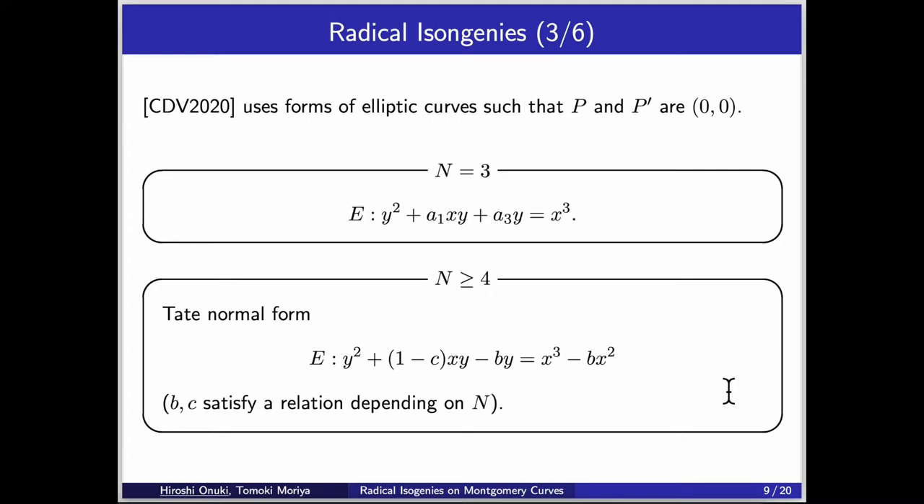CDB 2020 uses forms of elliptic curves such that P and P prime are (0, 0). Here are such forms. In the case n equals 3, the curve is defined by this equation. And in the case n is greater than 3, they use Tate normal form, the curve defined by this form, where the coefficients B and C satisfy a relation depending on n.